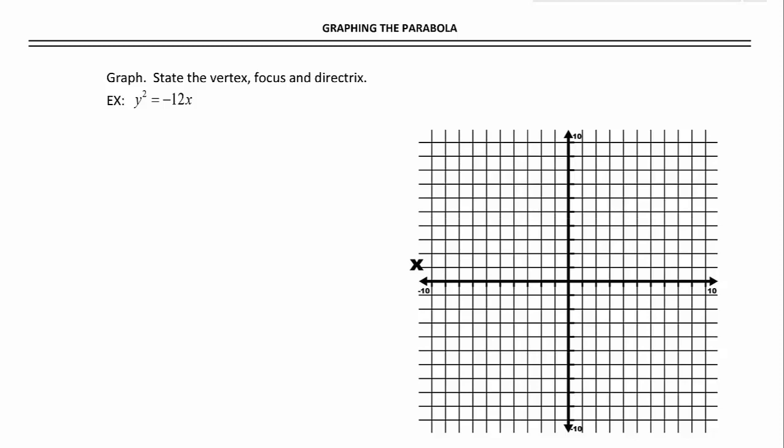Well, the first thing I notice here is that the variable being squared is y. So that tells me that my parabola is going to either open to the left or to the right. We'll have to determine the value of p to decide whether it's left or right.